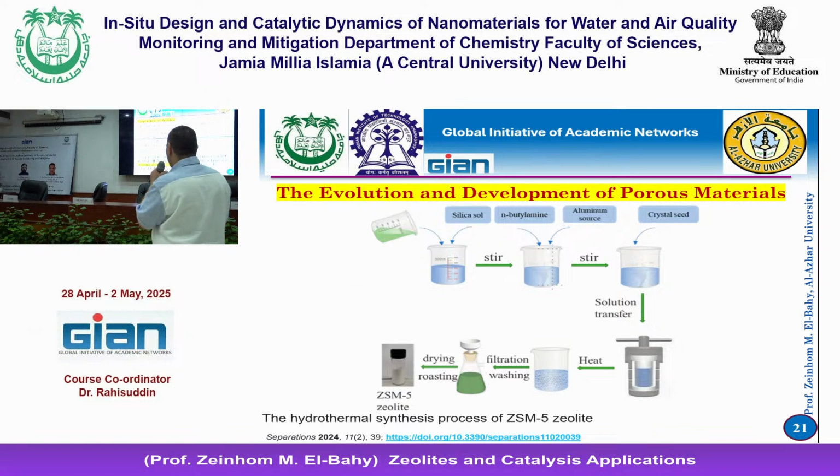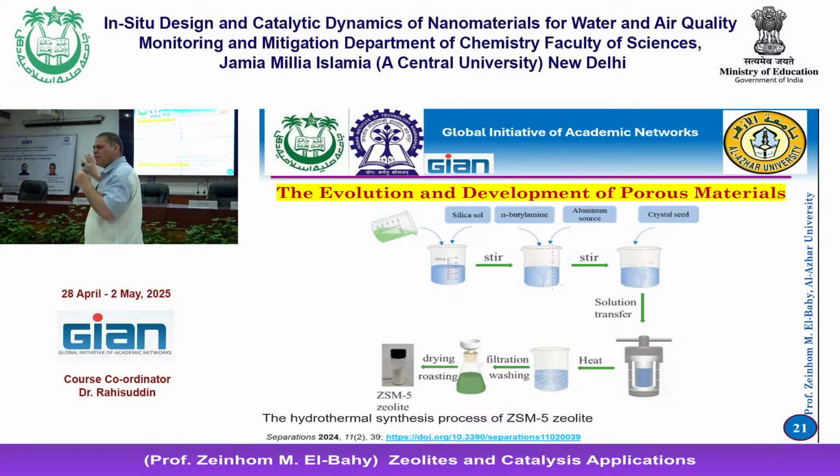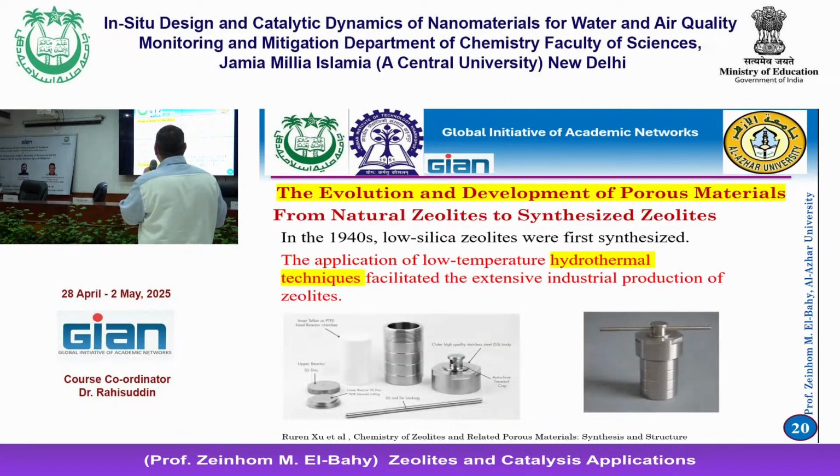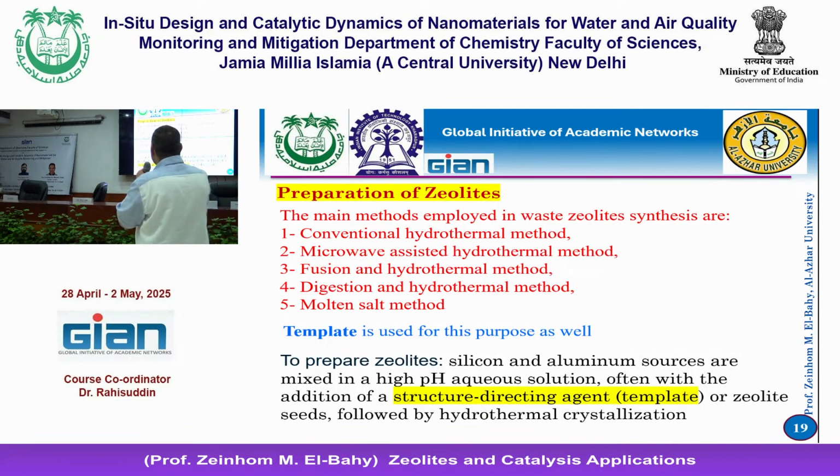Here, to prepare zeolites, silicon and aluminum sources are mixed at high pH because, as we mentioned before, it was formed in an alkaline medium. So we add high pH to dissolve the silica and alumina components in aqueous solution, often with the addition of a structure directing agent, which is the template.